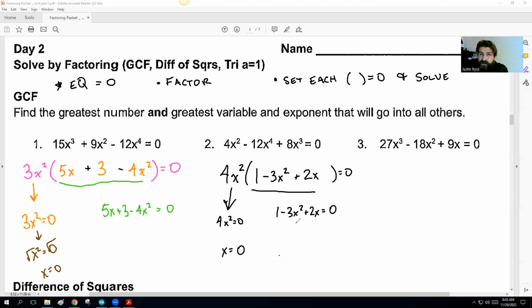Can we actually do that one? Two numbers that multiply to give -3 and add together to get 2. We could do that one. But we don't know how to do it yet, so we're going to leave that alone. It's going to come back tomorrow.